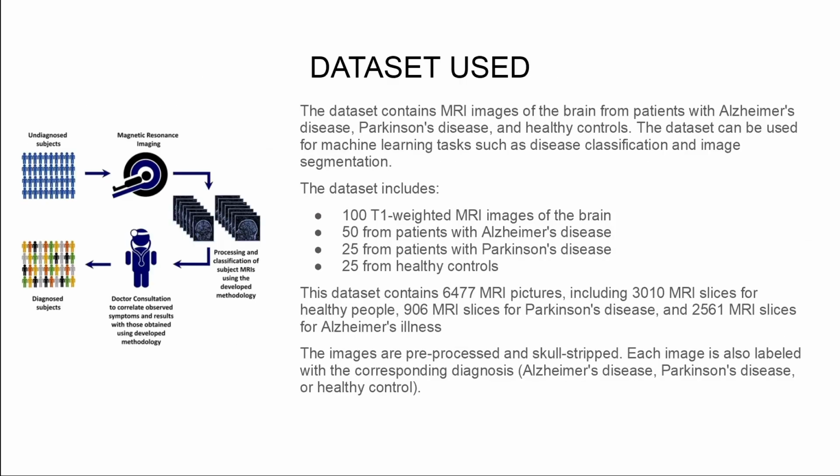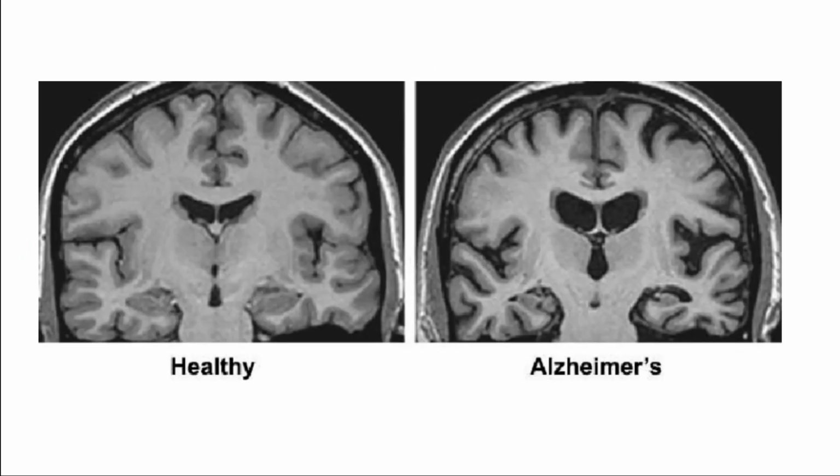So the data set that we have used contains around 64,700 MRI pictures from around 50 patients with Alzheimer's disease, 25 patients with Parkinson's disease, and 25 healthy people. These images are pre-processed and skull stripped, and each image is also labeled with the corresponding diagnosis, that is Alzheimer's, Parkinson's, or healthy control people.